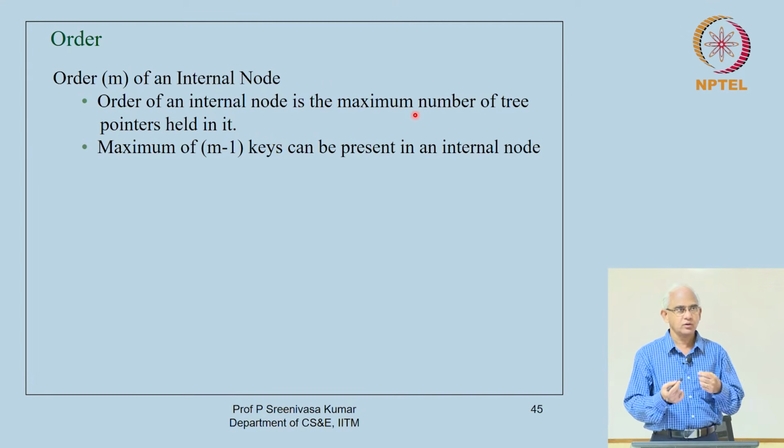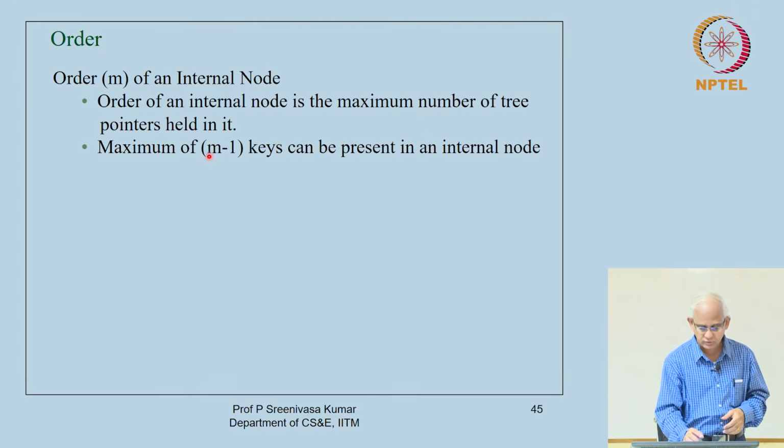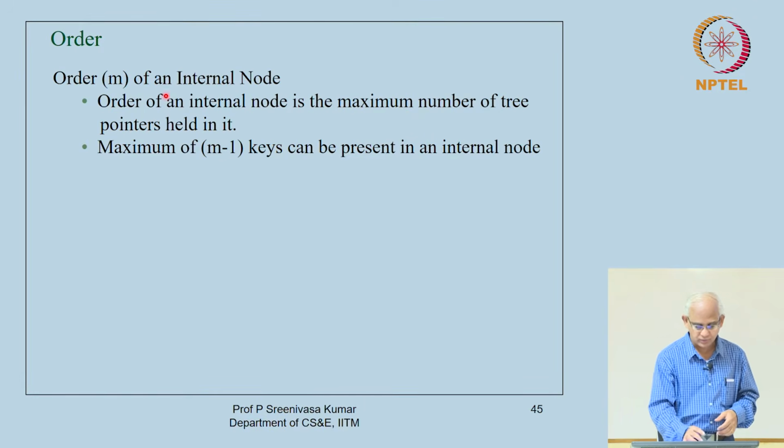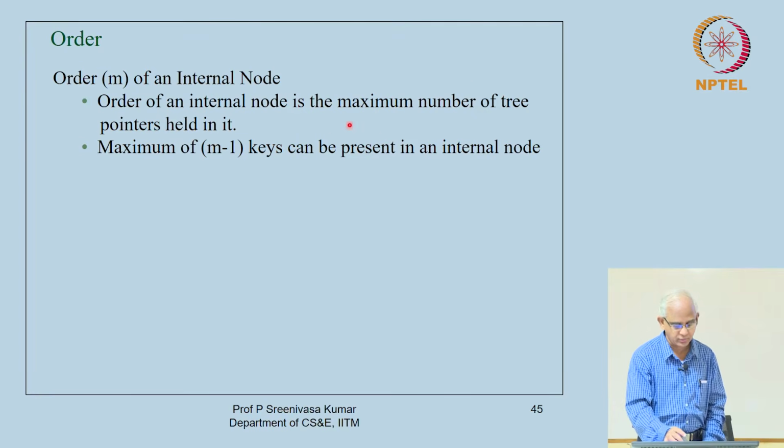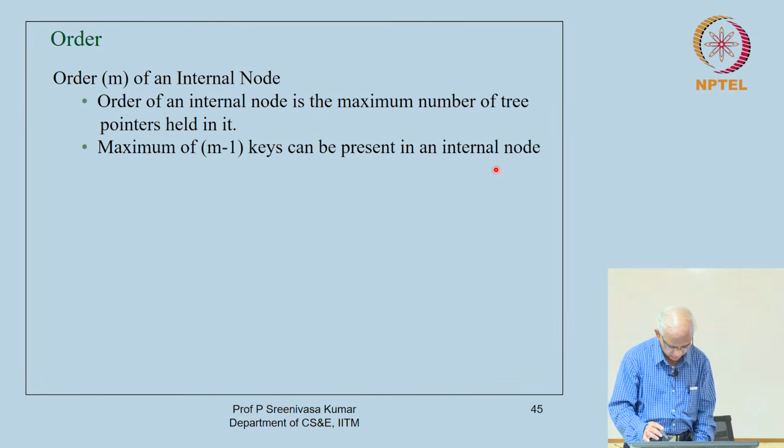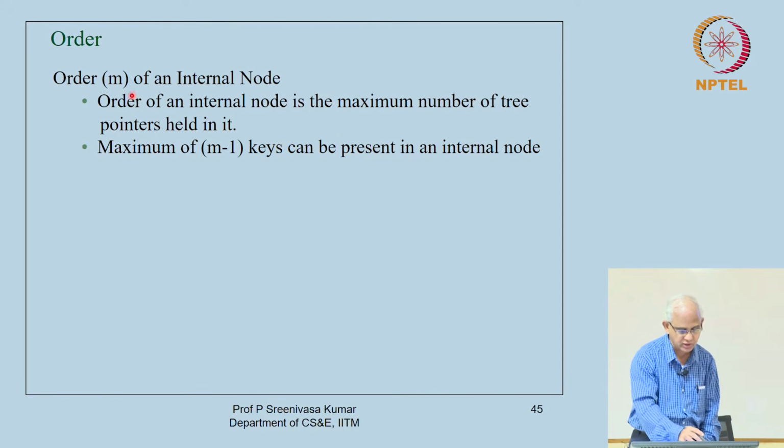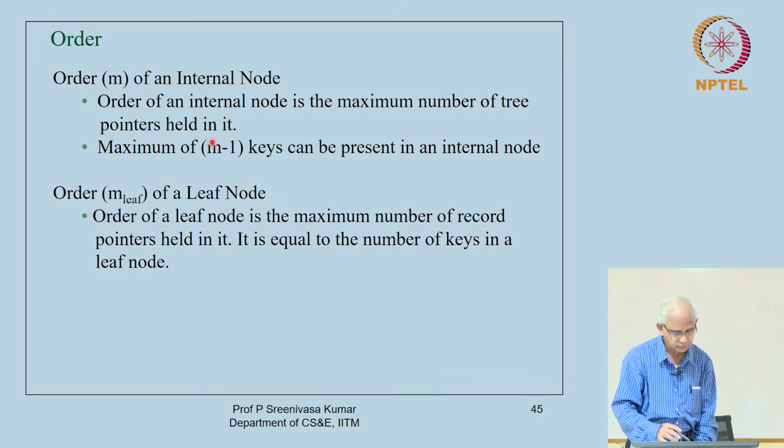So, 1 key and 2 pointers. Okay. If you want to expand this further, you keep two keys, then you can handle 3 subtrees. So, like that, m is the maximum number of tree pointers held in it, and m minus 1 will be the keys in the internal node. So, m stands for the number of pointers.